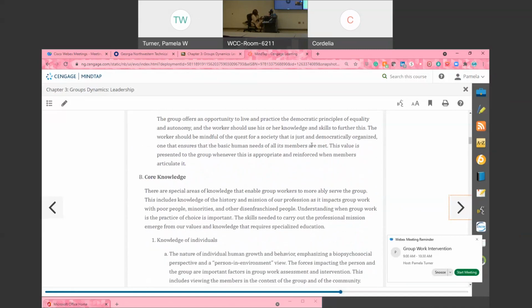Okay, core knowledge, the special area of knowledge that enables group workers to be able to serve the group. So I've said before, I ran a group with drug and alcohol users. I've got to have knowledge. I've got to know what to look for. I need to know that if my drug user or former drug user is moving his mouth, that maybe he's lying, right? So you've got to know the population that you're working with. That's your knowledge.